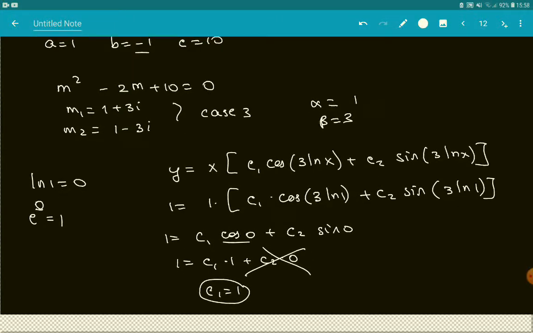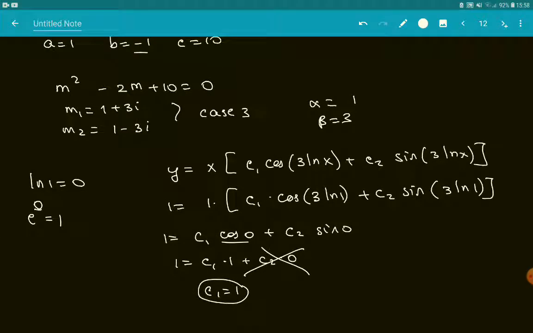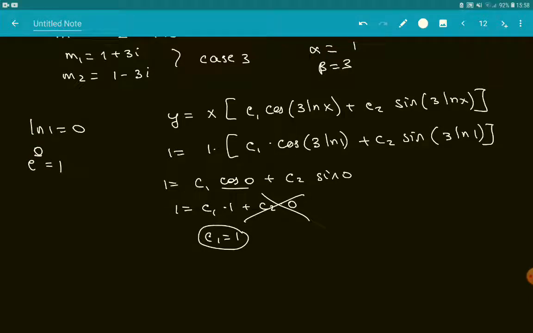That's the good part. After we know c1, we need to move on to the second part. In the second part it says that y prime 1 is equal to 1, but we don't know what y prime is. So let's first find out what y prime is. To find y prime, we need to write it separately.